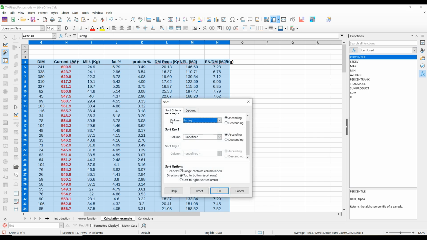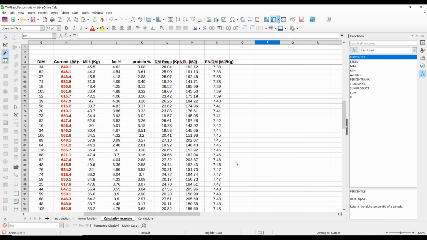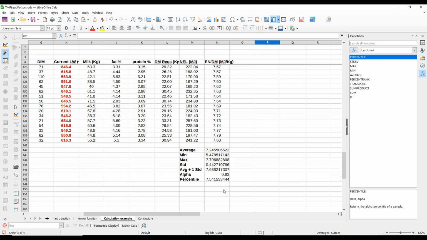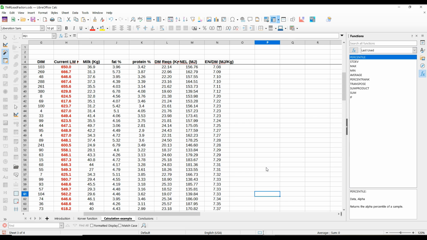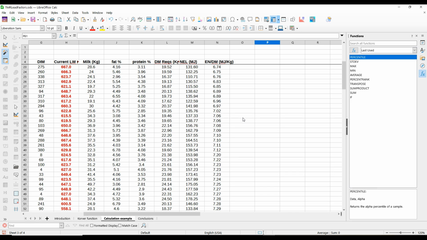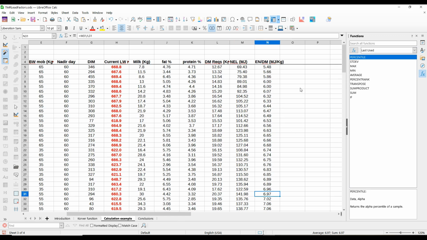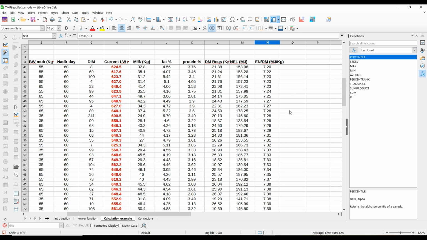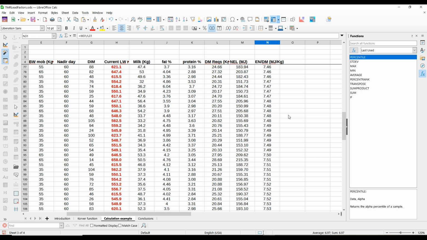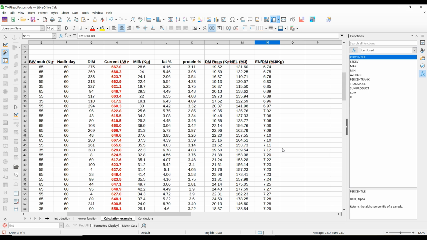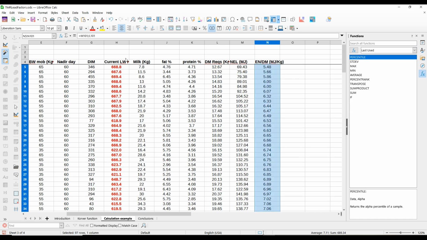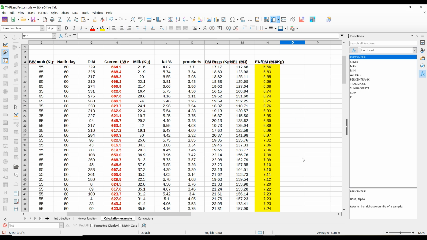Sort the last column, ascending. Okay, let's assume that, of course, these are the same values, nothing has changed there, and let's up to 7. This is the first group. Oh, no, it's a small group. Let's up to 7.5. This is the first group.